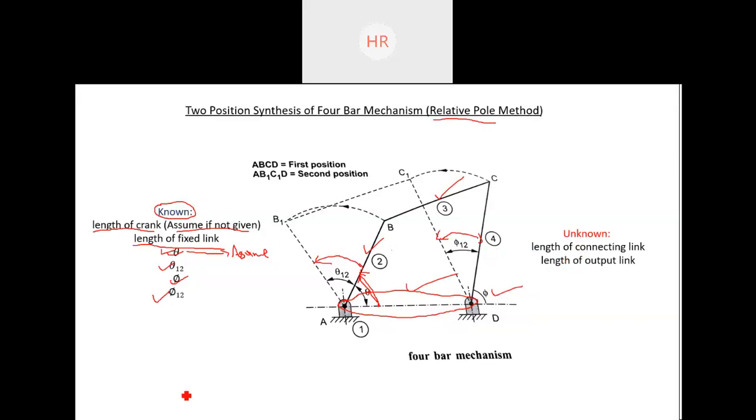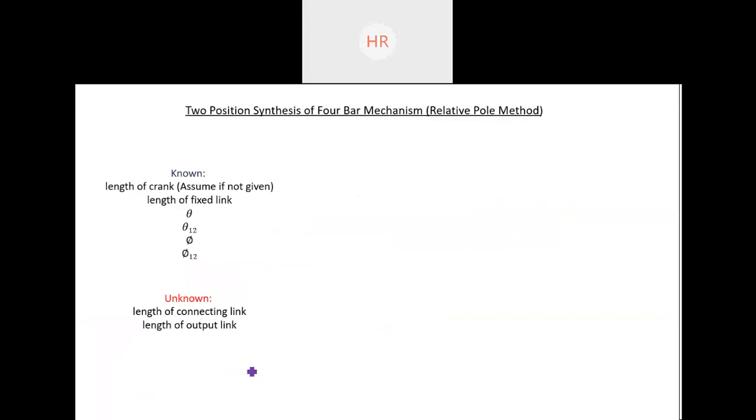And unknown quantities will be the length of the connecting link. Connecting link means link number 3. Its length will be unknown, and the length of the output link will also be unknown. Okay, so our task in two position synthesis is to find the length of the third link and fourth link, or you can say coupler link and output link. So let's have a look at how to solve that kind of problem. So these are the known and unknown things.